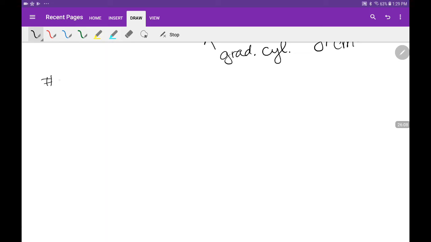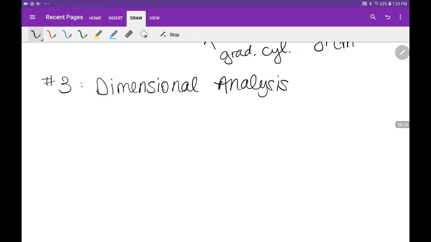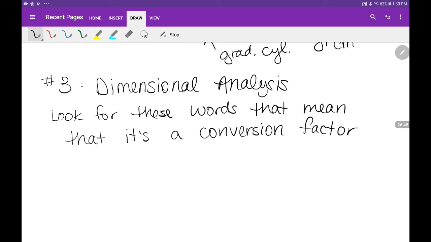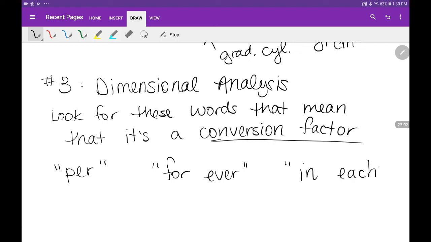And then in exploration number 3, that's your practice with dimensional analysis. What I want to caution you is to look for these words, because these words are going to mean that it's a conversion factor, and when it's a conversion factor, you're going to use it in a fraction: per, for every, in each, and it could also be in every, or for each, or something like that.